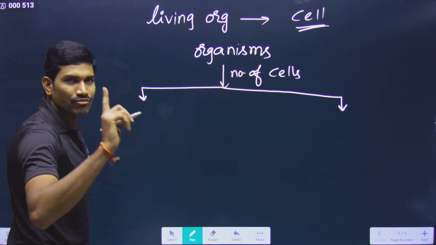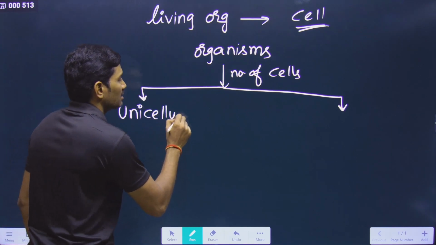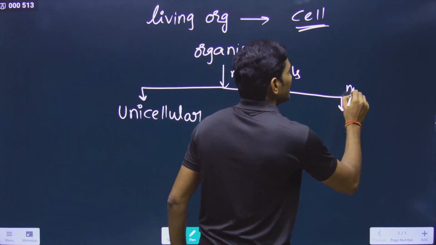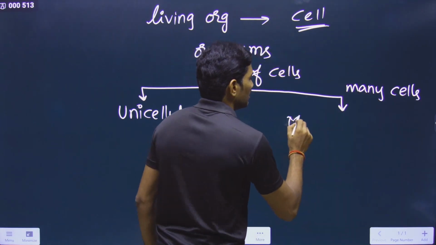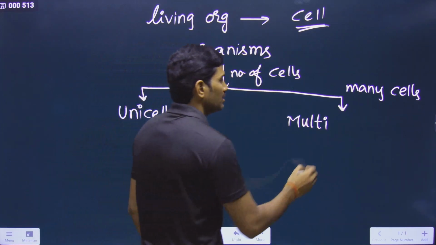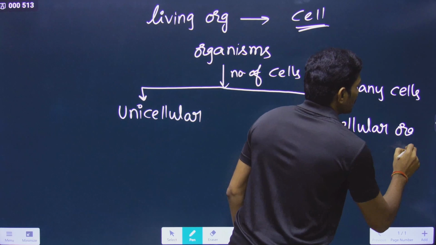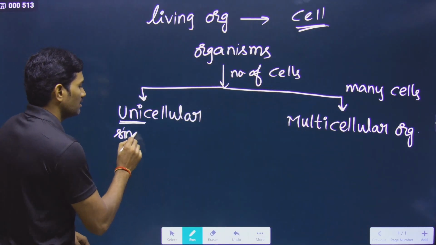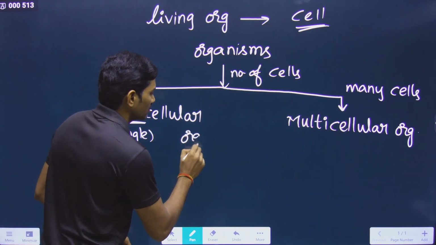Based on the number, if only one is present, it is called a unicellular organism. And the organisms that have many cells are called multi. What is the meaning of multi? Multi means many, so multicellular organisms. And here, uni means what? Single, so single-cell-containing organisms.